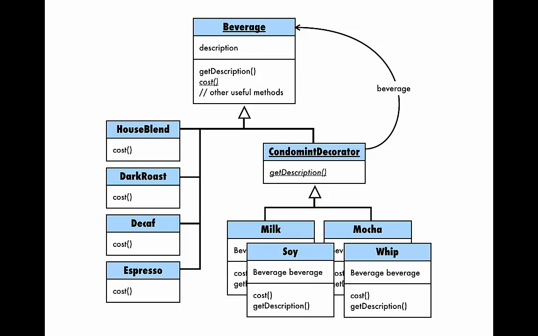And you can see this when you look at all the concrete condiment decorators: milk, mocha, soy, and whip. They all have a beverage field. So the cost method for whip is simply going to return beverage.cost plus 50 cents or whatever the additional cost is, where beverage is the field. But keep in mind that even the condiment decorators are beverages, so condiment decorators can decorate or wrap both the base beverages, house blend, dark roast, decaf, and espresso, and they can also decorate or wrap other condiment objects: milk, mocha, soy, and whip.